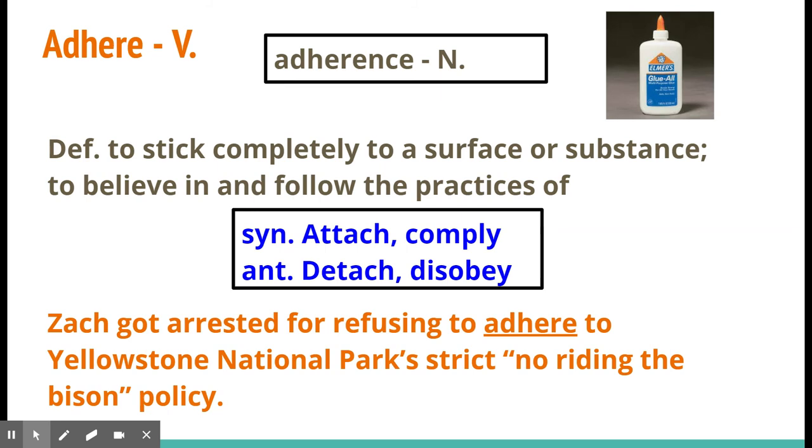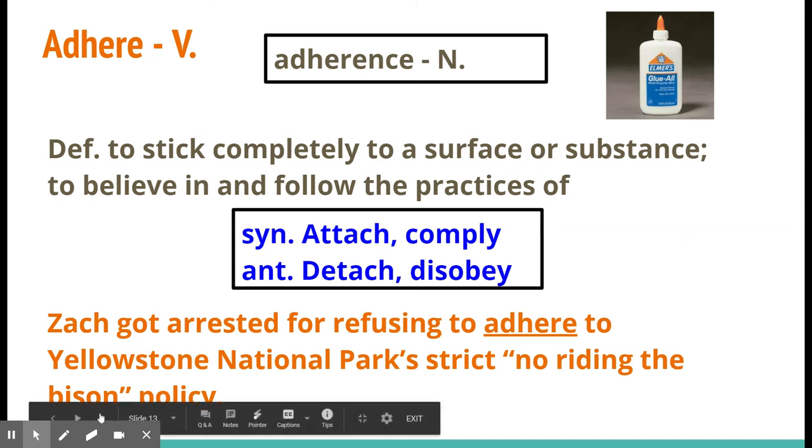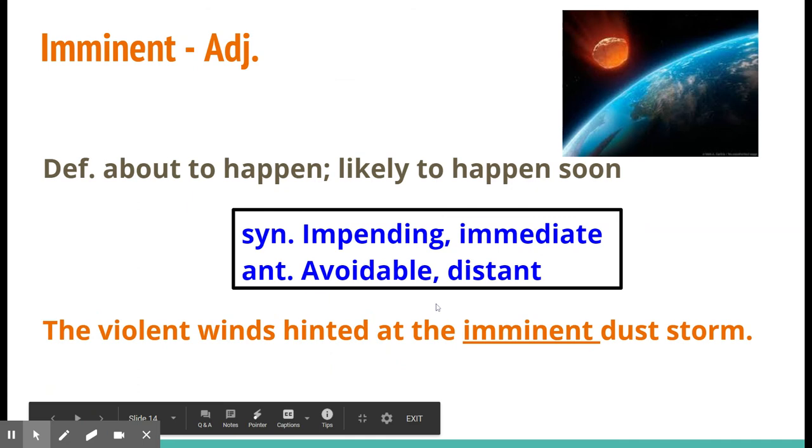Zach got arrested for refusing to adhere to Yellowstone National Park's strict no riding the bison policy. The noun form is adherence. So at school, we have a strict rule of adhering, right, to no illegal substances on campus, right? Everyone has to be in adherence with that rule. Adherence.